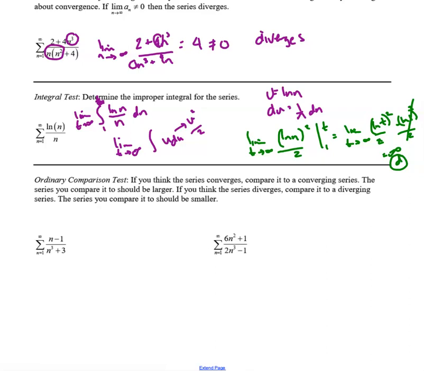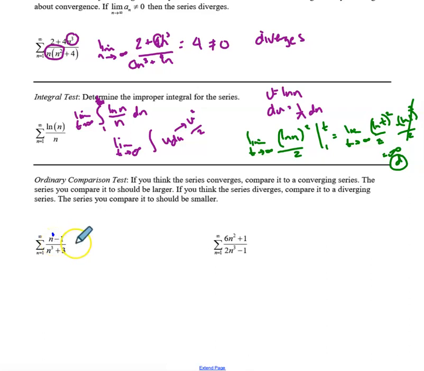If you think a series converges, you want to compare it to a convergent series. If the series diverges, you want to compare to a divergent series. Now let's look at these. With a rational function, you're going to look at the leading degrees. So n to the 1 over n cubed. We're going to compare this to 1 over n squared.